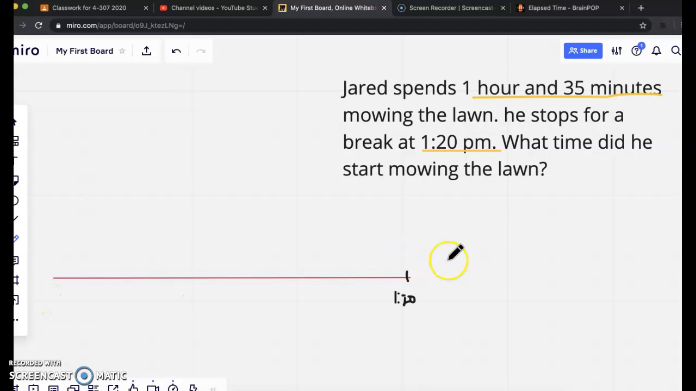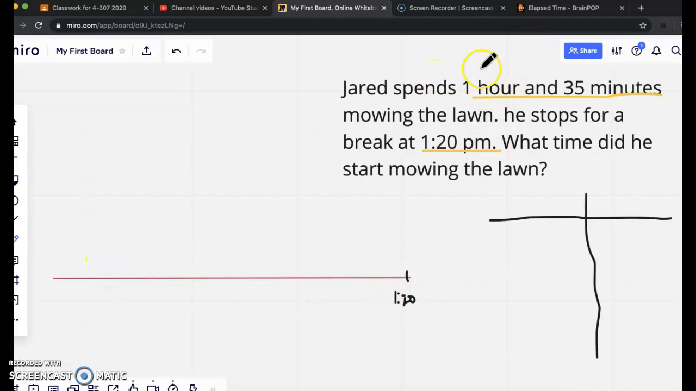So there's two ways that we can do this. I think you'll find both ways pretty much the same when it comes to easiness, but the first way is a T chart. The second way is just a number line.